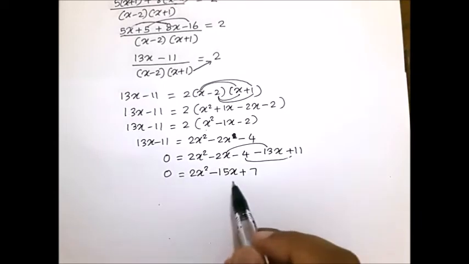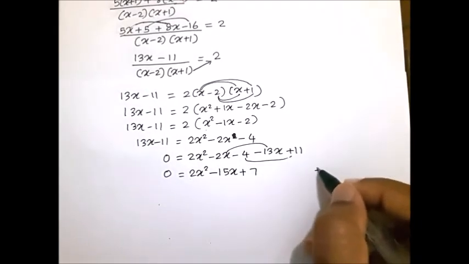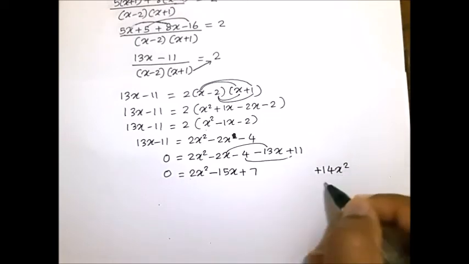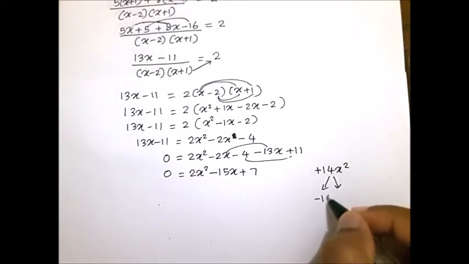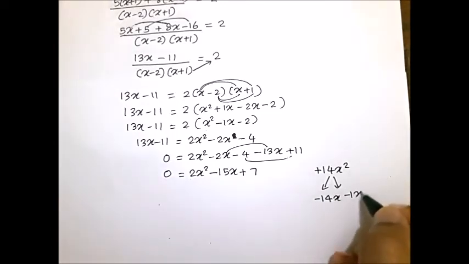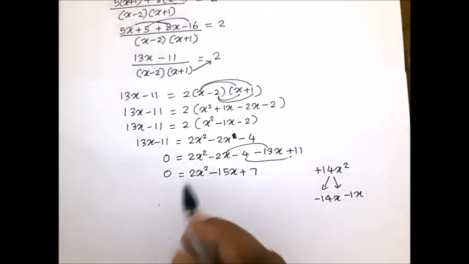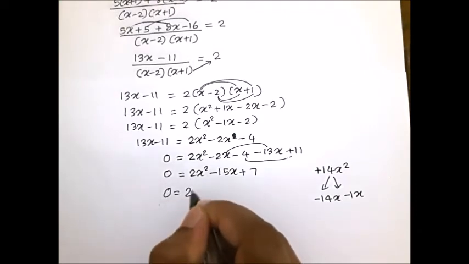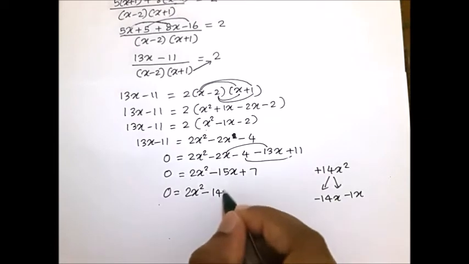Now you can factorize this expression. Multiply the first term and last term. It is plus 14x to the power 2. Separate into two terms. The two terms are minus 14x and minus 1x. Minus 14 multiplied by minus 1 is plus 14. When you add minus 14 and minus 1, it is minus 15. Instead of minus 15x, write these two terms.